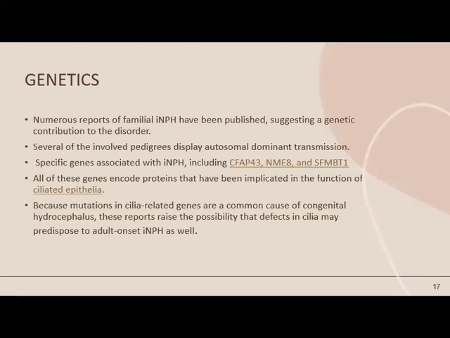Genetics. Numerous reports of familial idiopathic normal pressure hydrocephalus have been published, suggesting a genetic contribution to the disorder. Several of the involved pedigrees display an autosomal dominant transmission. Specific genes associated with INPH include CFAP43, NME8, and SFMBT1. All of these encode proteins that have been implicated in the function of ciliated epithelia. Because mutations in cilia-related genes are a common cause of congenital hydrocephalus, these reports raise the possibility that defects in cilia may predispose to adult onset idiopathic normal pressure hydrocephalus as well.